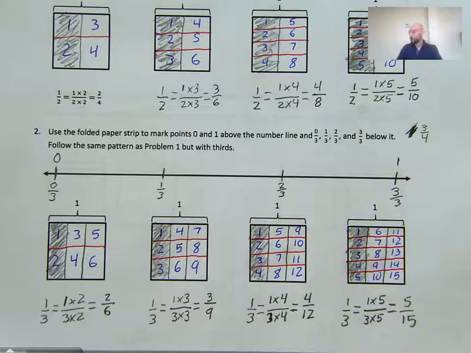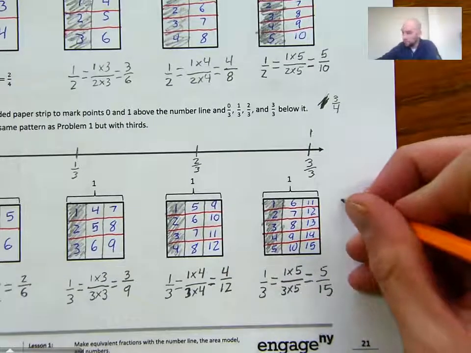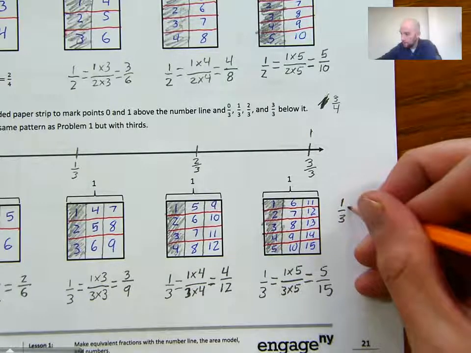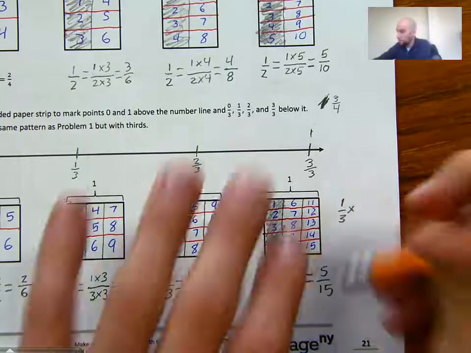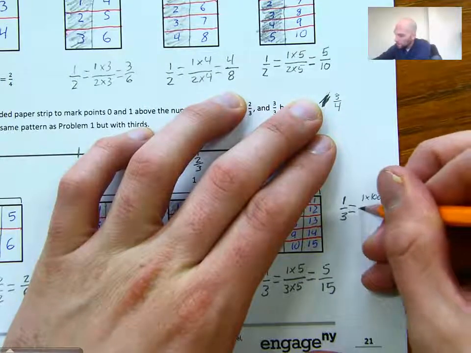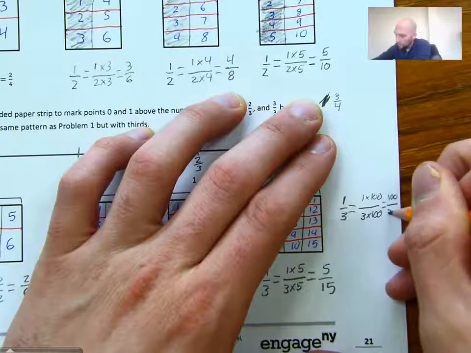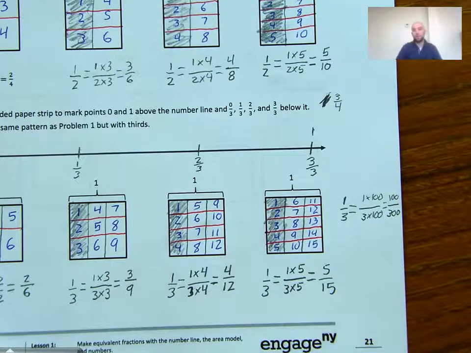So we can multiply our numerator and our denominator by any number. If we did, it would be a lot of really small boxes, but we could do 1/3 equals 1 times 100 over 3 times 100, and we could have 100 over 300, and that would still be equivalent to 1/3 as long as we're multiplying our numerator and our denominator both by the same number. 100 300ths is still 1/3, because 100 is 1/3 of 300.